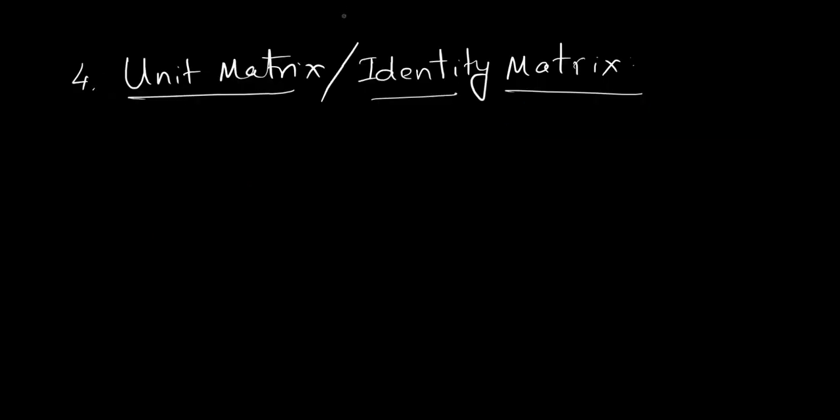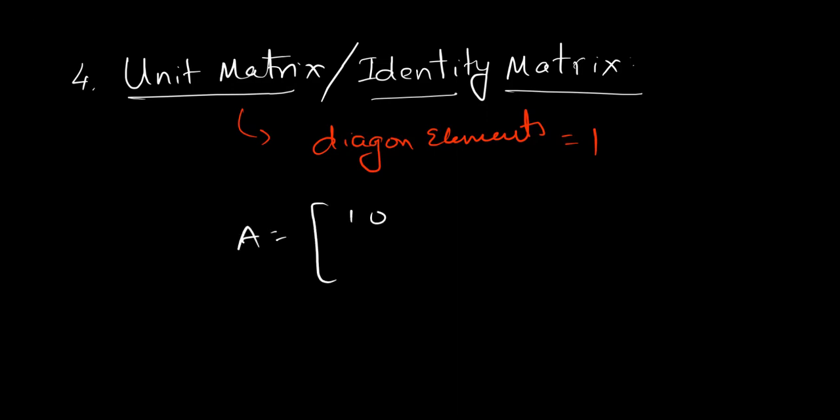And going ahead, we can see the unit matrix or identity matrix. The unit matrix or identity matrix is said to have diagonal elements equal to 1. It's really simple. A is equivalent to 1 0 0, 0 1 0, 0 0 1. This is going to be the unit matrix or identity matrix. There are a few properties for the unit matrix and identity matrix. Let us see the properties.